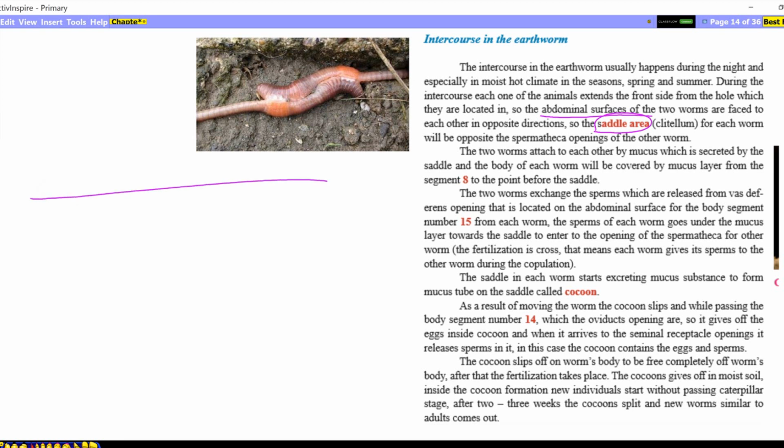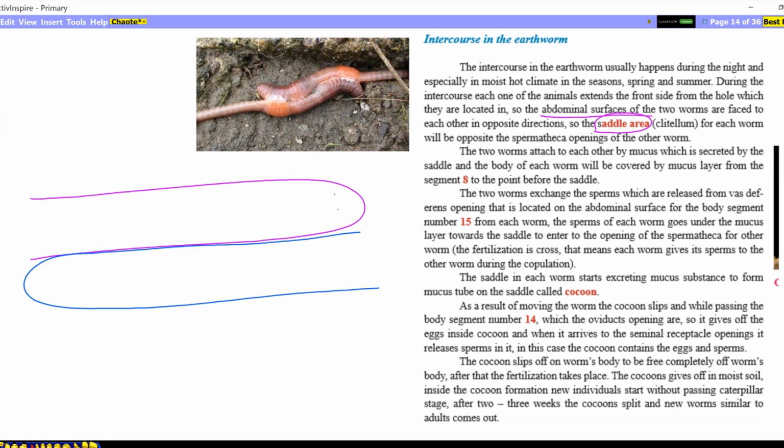So if we draw two worms, head, side, the next worm in this shape, the abdominal surfaces connected to one another, the saddle area generally positioned after the reproductive organs. So saddle area in the first worm and saddle area in the next worm. The saddle area produces a mucosal substance during the copulation time, and the two worms are completely connected to one another during copulation, separated from the external environment.